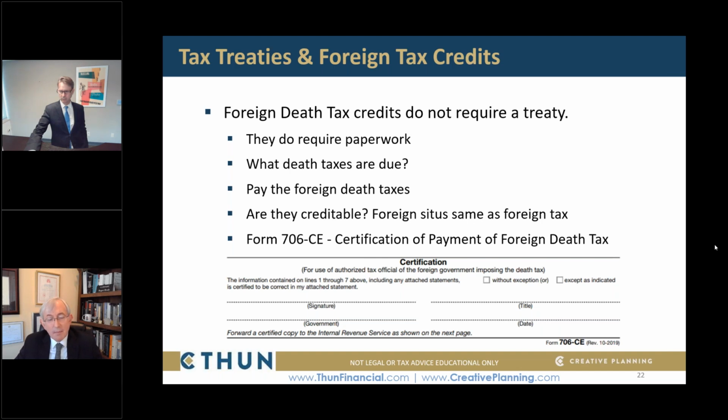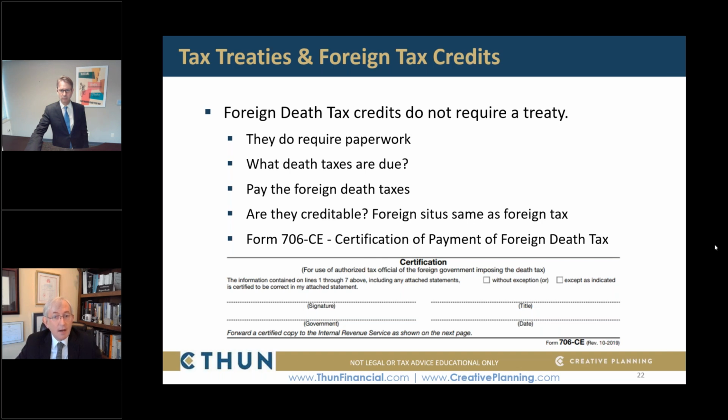And someone said to me, well, step one is going to be to hire a U.S. attorney, and step two is going to be to hire an attorney in your country of residence, just to figure out your foreign death taxes and whether there are credits available. Now, fortunately, there is no treaty requirement, but you need to figure out what death taxes are due to the foreign taxing authority. You need to actually pay them.